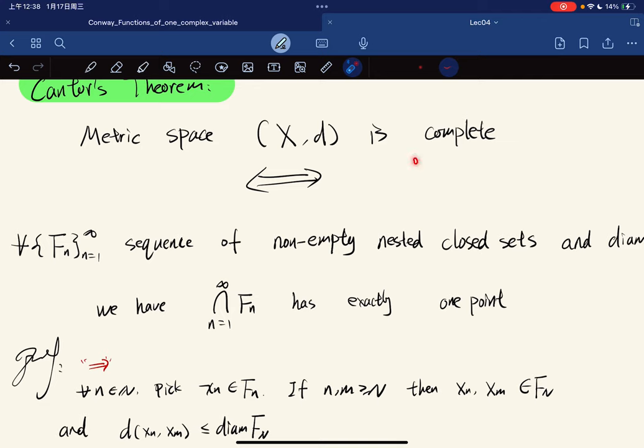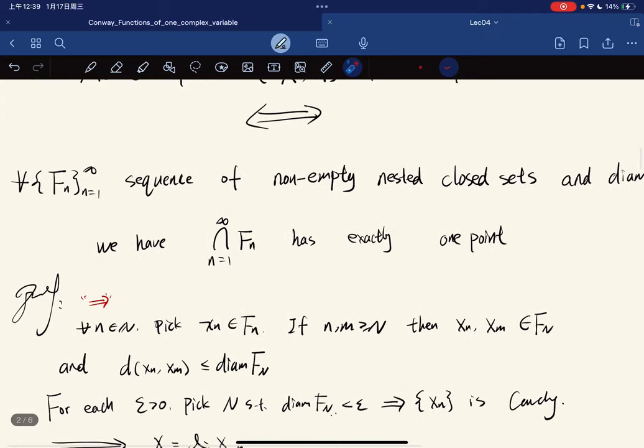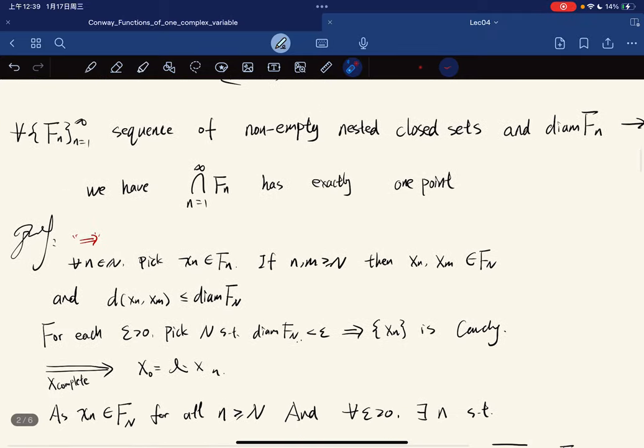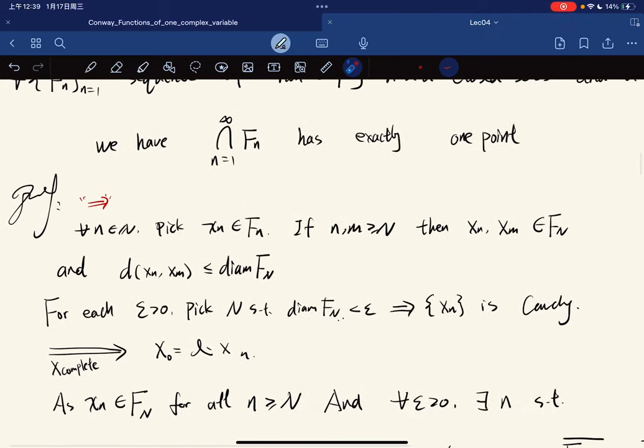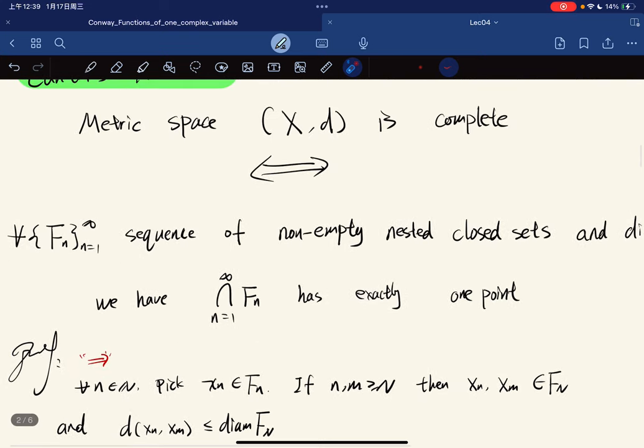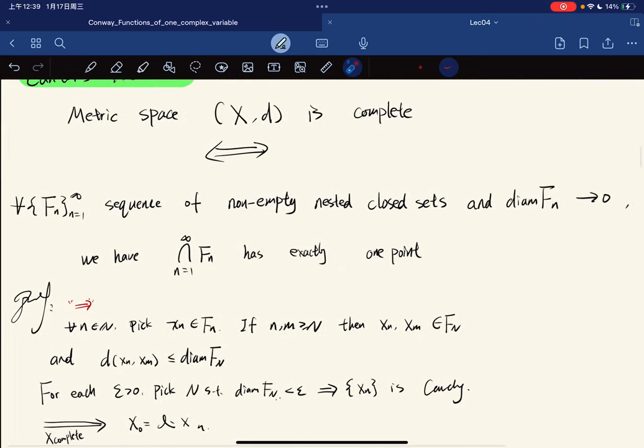And we know that C is complete. So R^n is complete. This is in Walter Rudin's theorem, so I just skip it. Now the proof for this direction. We want to show that it's complete, and we want to see something like this.